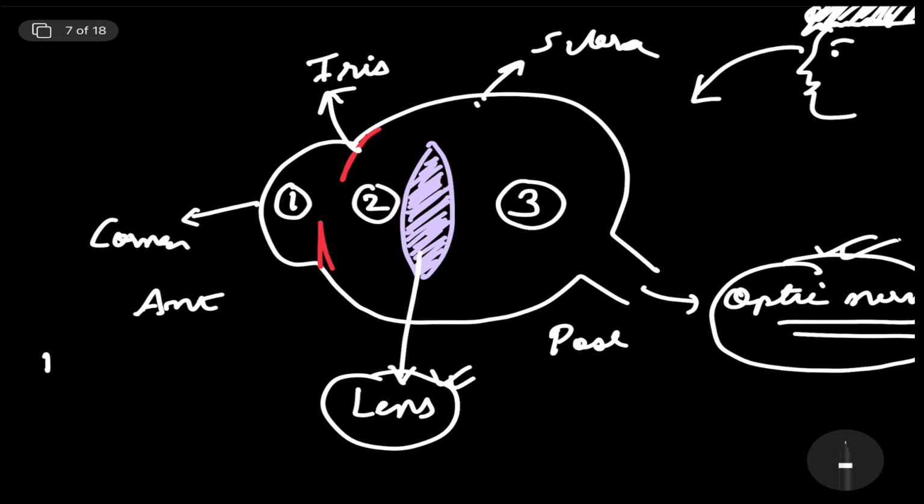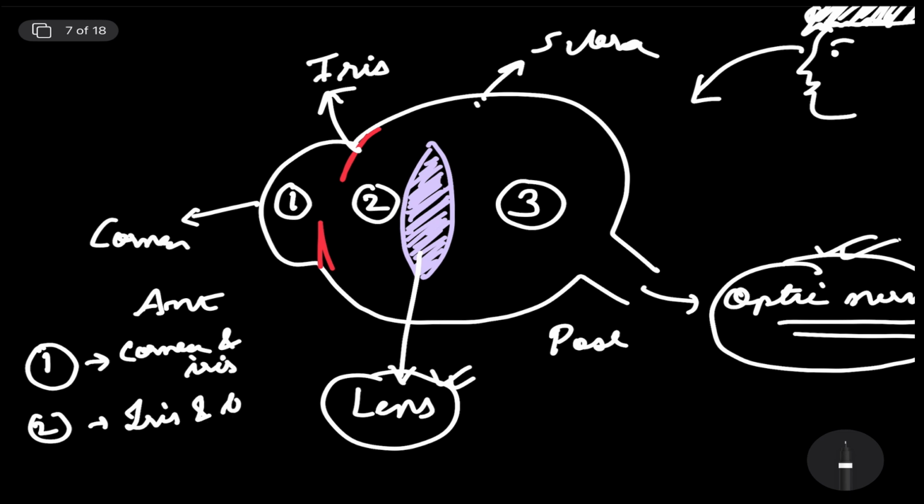What is the first space in between? The first space is in between the cornea and the iris. Okay. The second space is in between the iris and the lens. The third space is in between the lens and the retina. These are the different spaces within the eyeball.